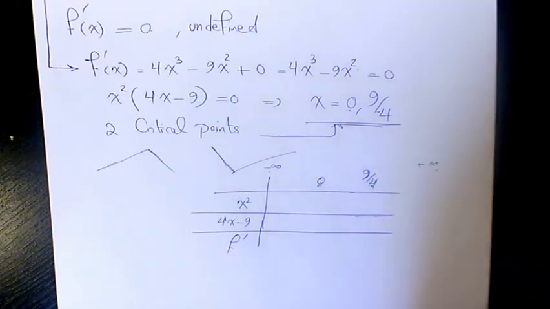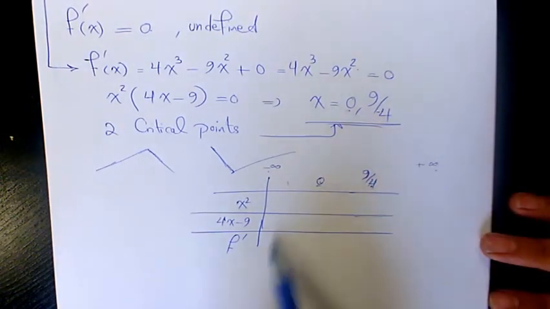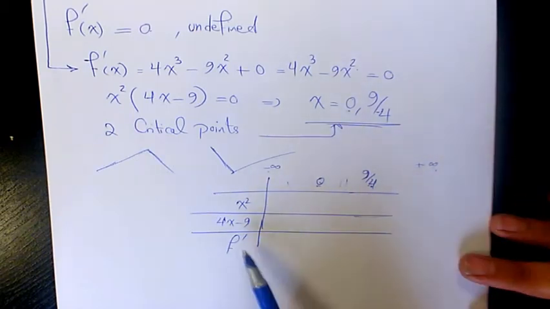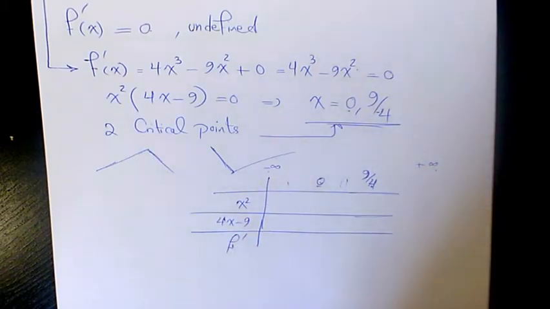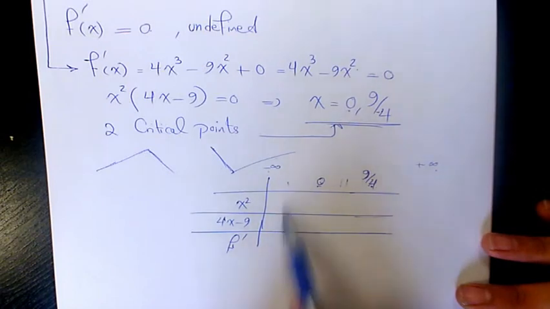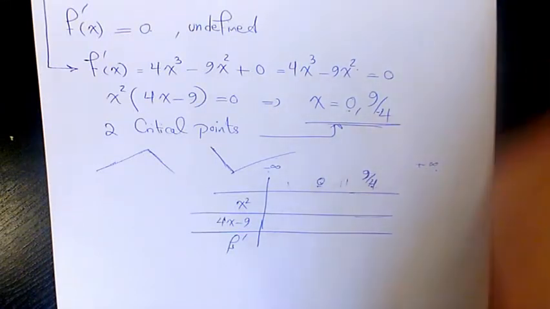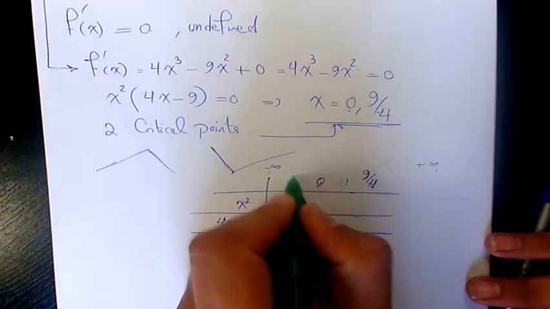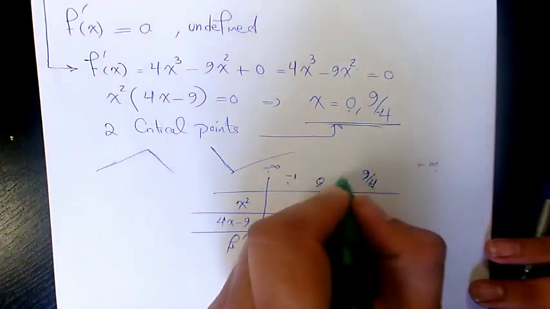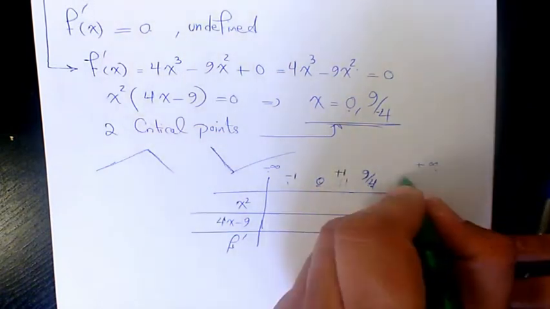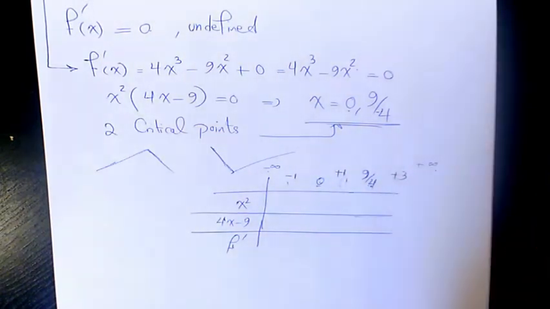Now for each region, we need to figure out if f prime is positive or f prime is negative. It is not going to change in each region. If f prime is positive, it means that the function is increasing. If f prime is negative, it means that the function is decreasing. For simplicity, we're just going to assume a number in each region. Negative 1 in here, positive 1 in here, and plus 3 in here.